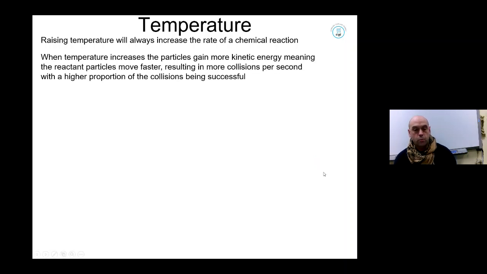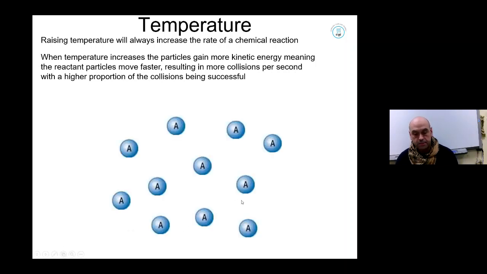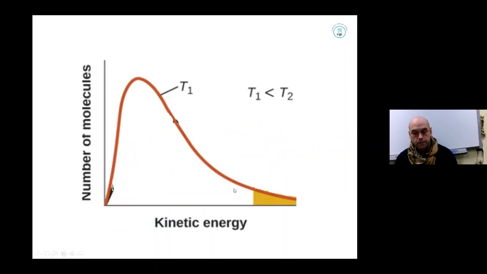Okay, why is it then? Well, it's to do with the energy of the particles. Your particles have more kinetic energy at a higher temperature. So if you have a look here, we've got particle B at a low temperature, and you can see it's moving around, colliding with particles. Hopefully one of those collisions would have been successful for the reaction. And if we did it at a higher temperature, you'll see that your particle is moving faster, you have more collisions per second.